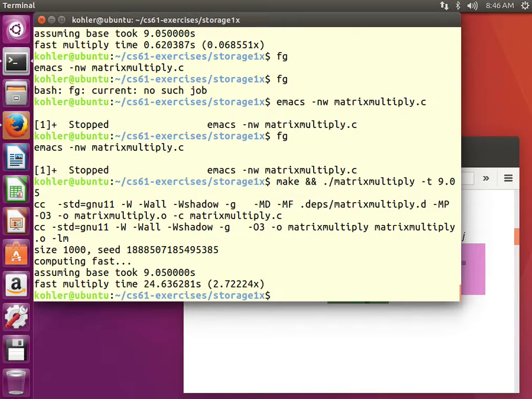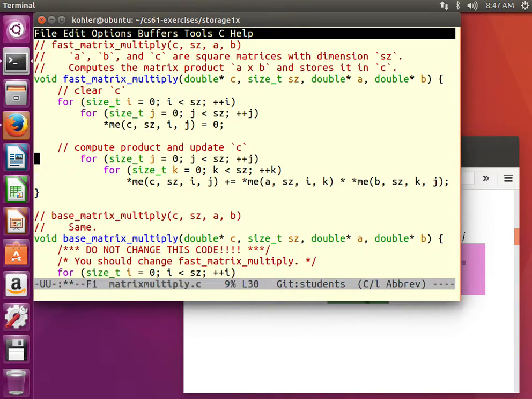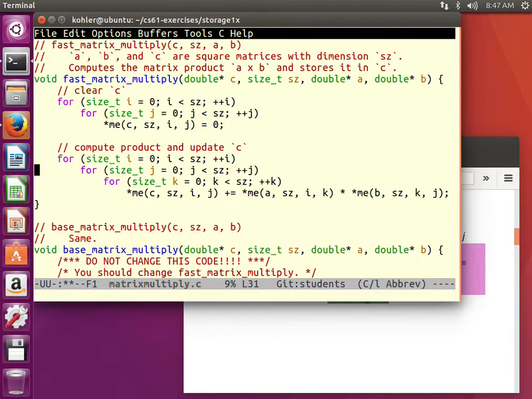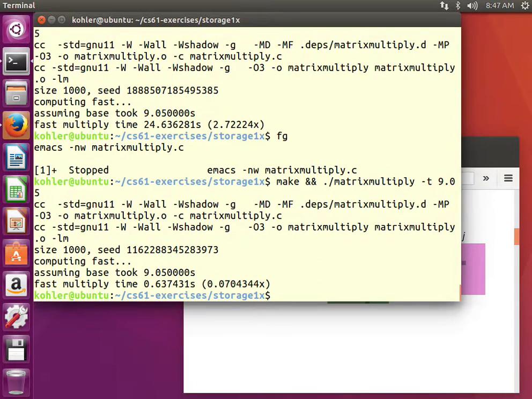Yep, it took 24.6 seconds. That's 2.7 times worse than the original. So i in the innermost place is not good. k in the innermost place is where we started. What about j in the innermost place? Well, j in the innermost place is very fast.